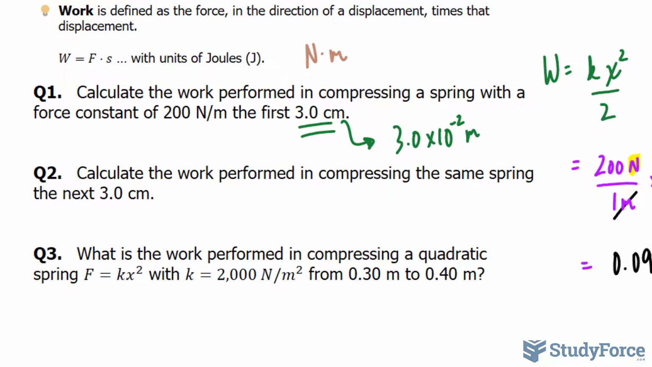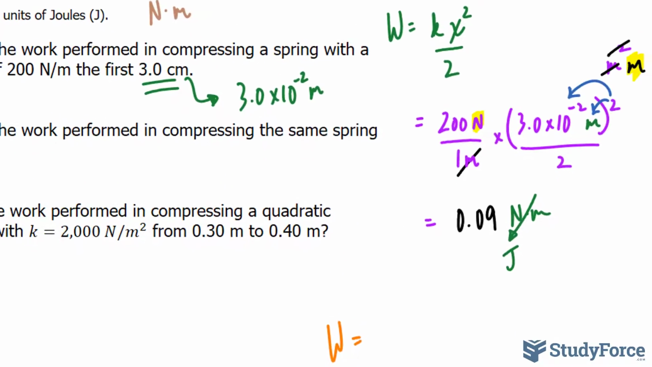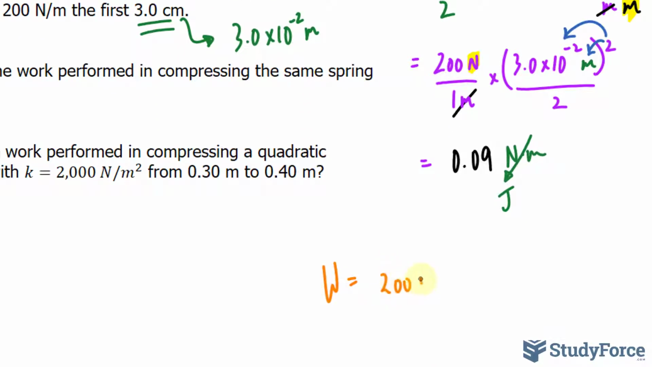In question number 2, calculate the work performed in compressing the same spring the next 3 centimeters. Now be very careful with this question because they specify the next 3. So between 3 and 6 centimeters of displacement. This number represents the amount of work between 0 and 3. So to come up with the next 3, let's find out the work performed from 0 to 6, then subtract this from that number.